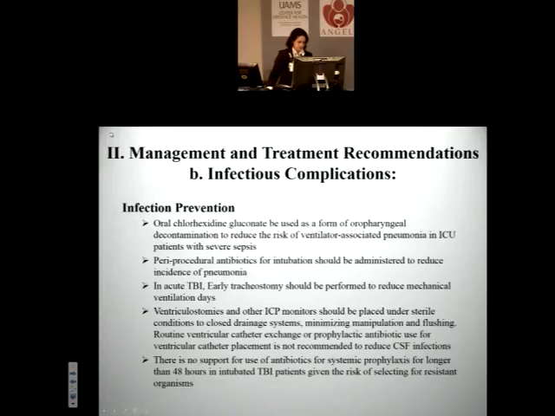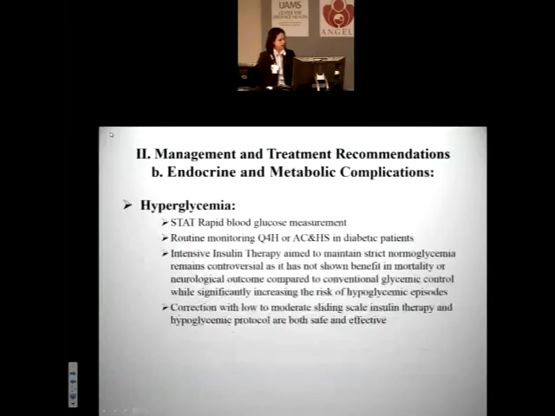Endocrine and metabolic complications. Hyperglycemia, definitely a frequent complication of acute traumatic brain injury, in both diabetic and non-diabetic or not diagnosed diabetic people. Routine monitoring, ACHS or Q4, is highly recommended and has been established as the standard of care.